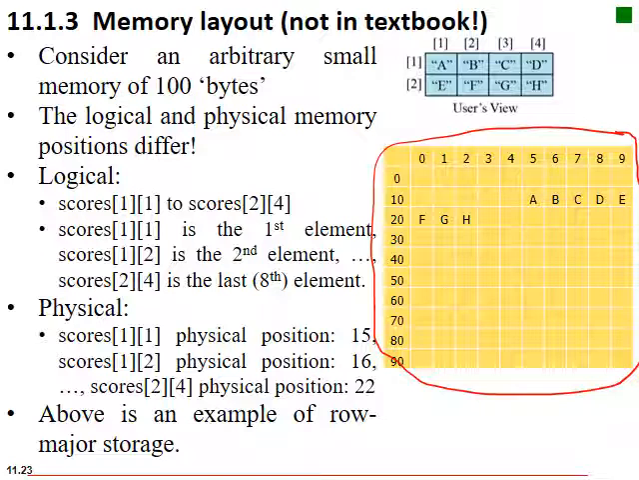So the logical and physical memory positions differ. If we look at the user's view over there, you see this two-dimensional array with 2 rows and 4 columns in this case here. A, B, C, D, E, F, G, H in those rows. However, the place where it's stored in memory, you might find that it is stored like this, where A is stored over here, which is typically at physical memory position number 15.